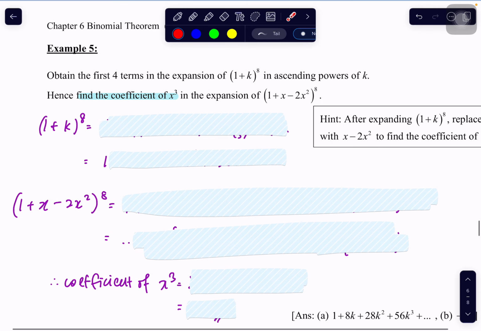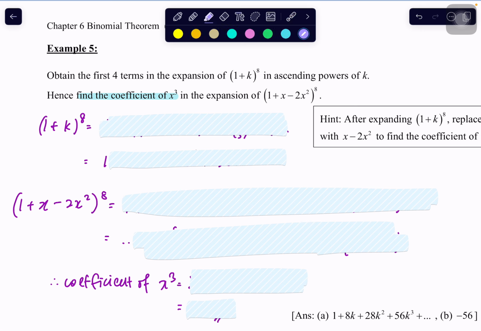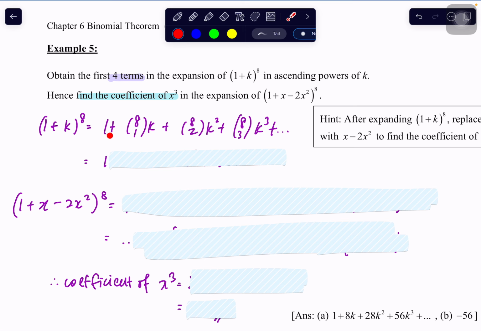Okay, example 5. Obtain the first 4 terms in the expansion of 1 plus k raised to the power of 8 in ascending powers of k. Okay, so the first part is very straightforward. Using binomial theorem, expand this for the first 4 terms. Alright, so I'm going to show you the first 4 terms. Okay, so to be precise, I should have k to the power 1 here.